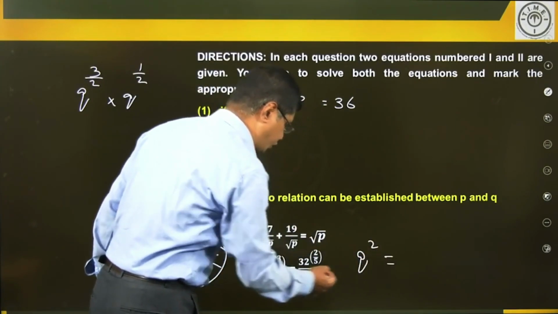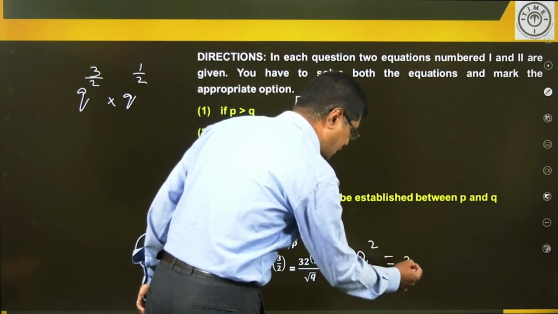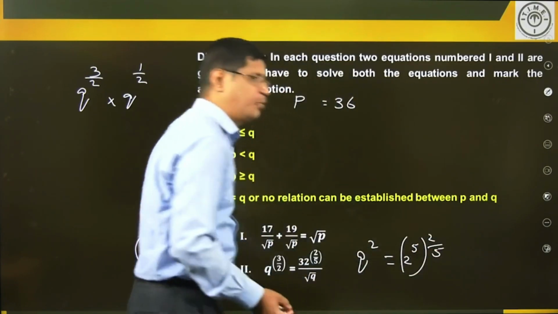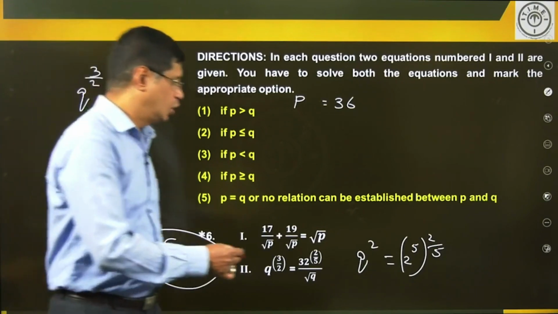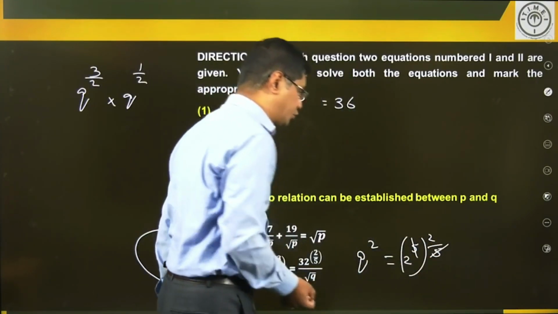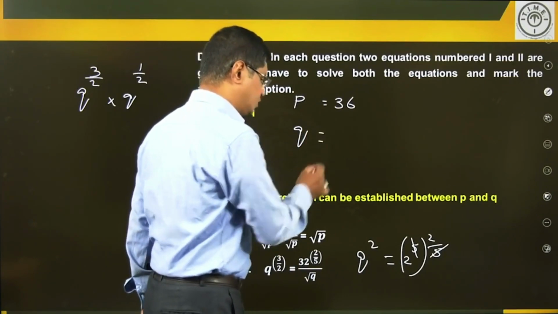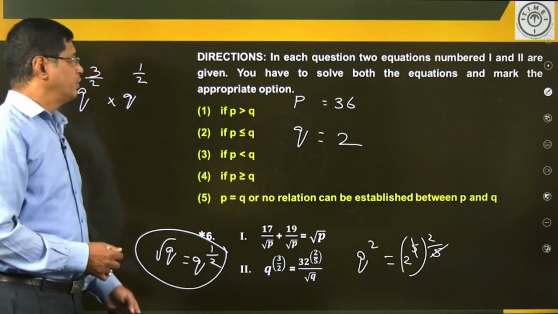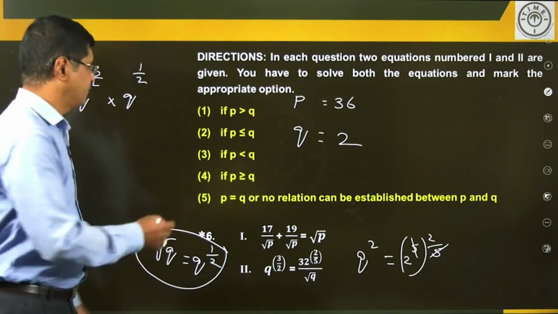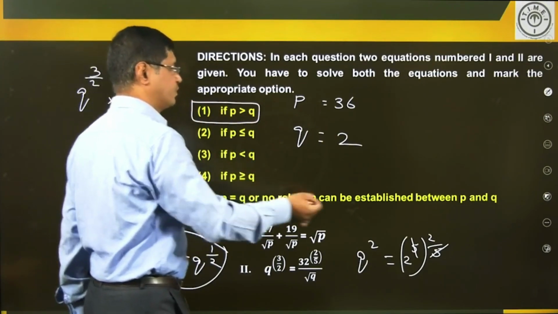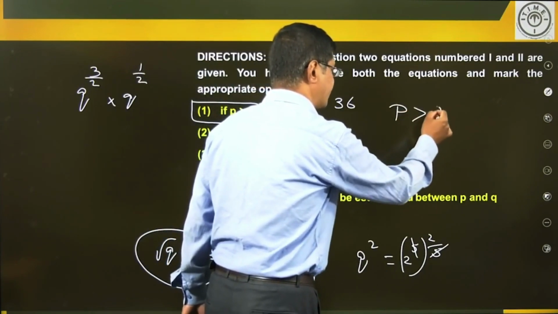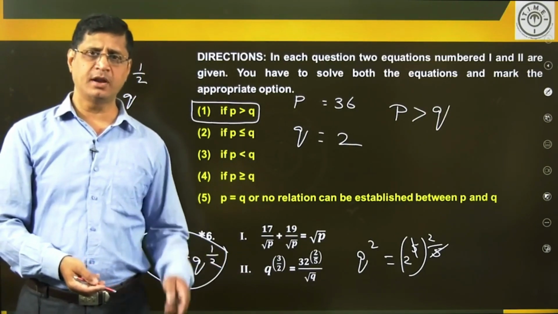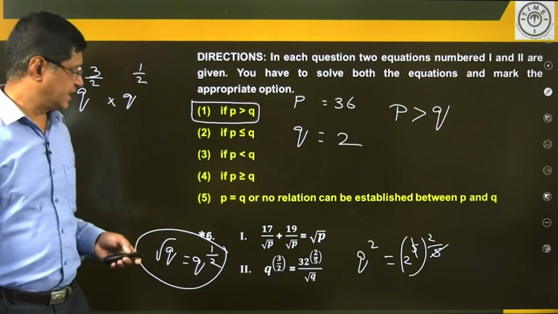Q square is equal to 32. 32 means 2 power 5, whole power 2 by 5. 5 into 2 by 5, 5 gets cancelled. Remaining is 2 square. Q square is equal to 2 square, so what is the value of Q? Q is equal to 2. P is equal to 36, Q is equal to 2. Then what is the relation? How are these two related? The value of P is greater than the value of Q, so the right choice is option number 1. The first choice is the correct answer.